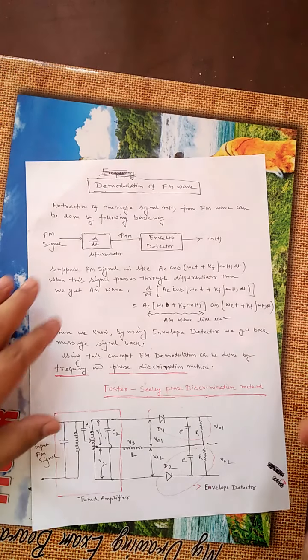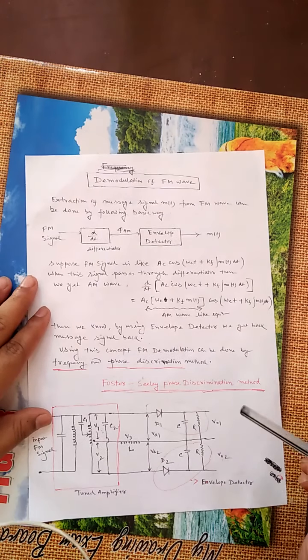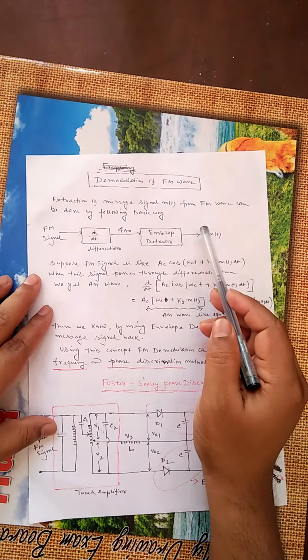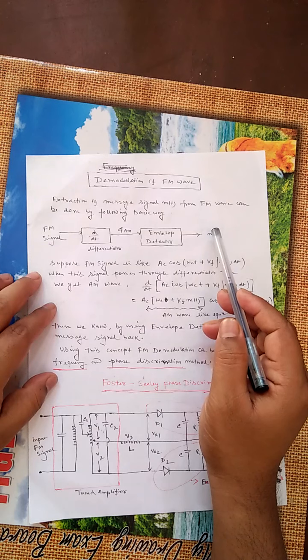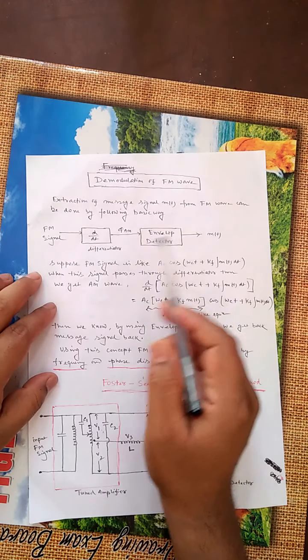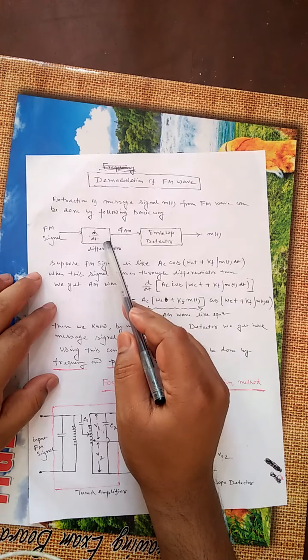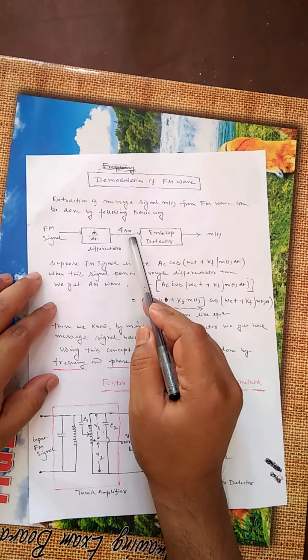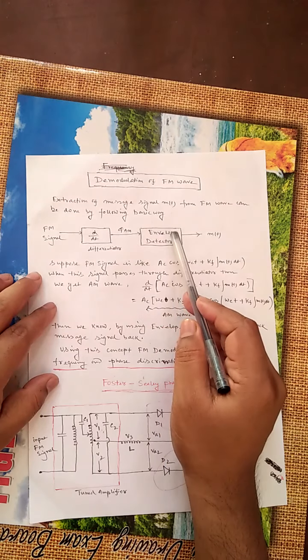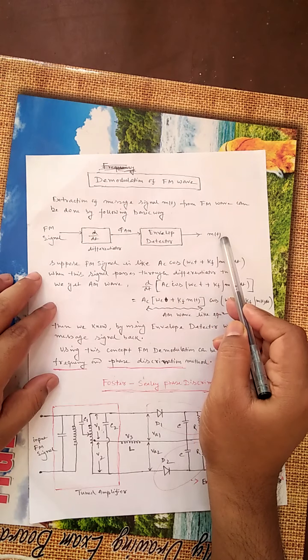Hello students, today I will discuss the demodulation of the FM wave. The demodulation is done to get the message signal back. So this is the block diagram. This is the input FM signal. The differentiator circuit is there, and we get the AM signal. Then if we apply the envelope detector, our message signal will get back.